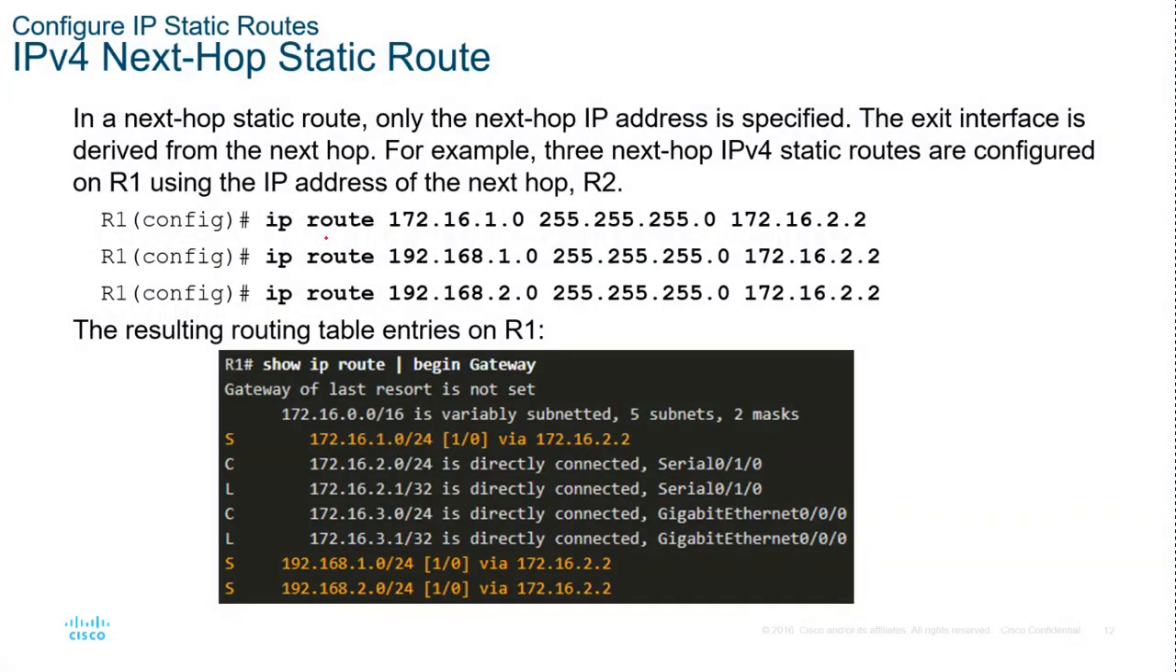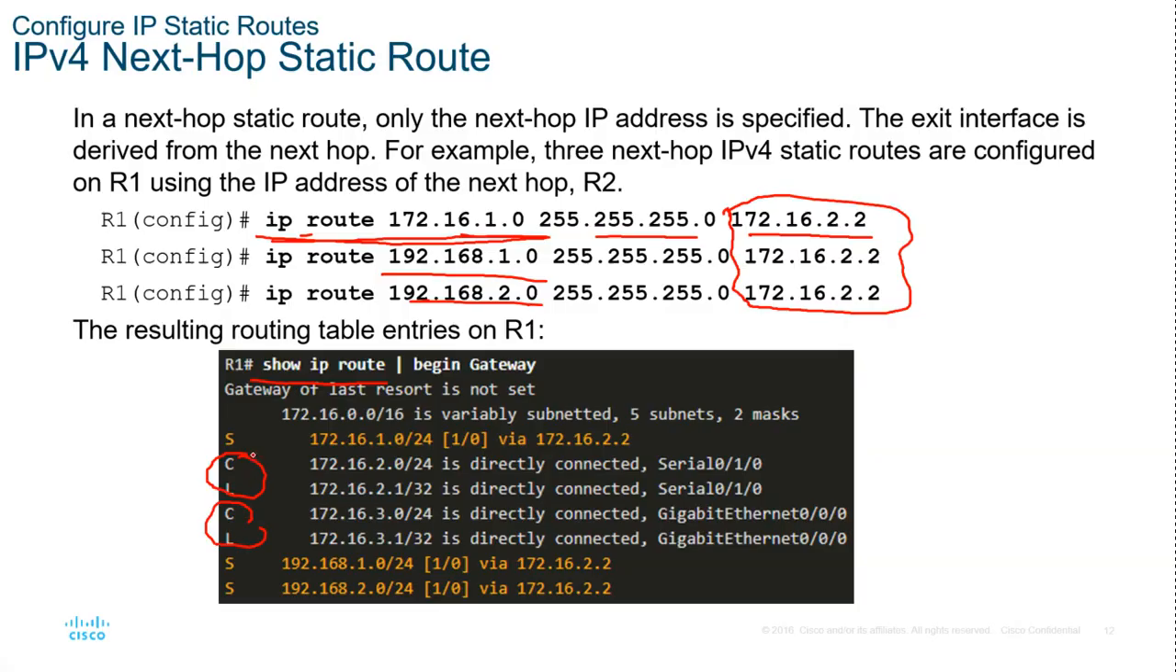On R1 the statement is here: ip route, then this subnet mask, then the next hop IP address. Since all the missing networks are in one direction, that's the reason the next hop is the same, but the networks are the ones that are different. After that, you can run the command show ip route. In the first place we were seeing two networks, but this time we are seeing even the three other entries, the ones that we added. These are the three entries.